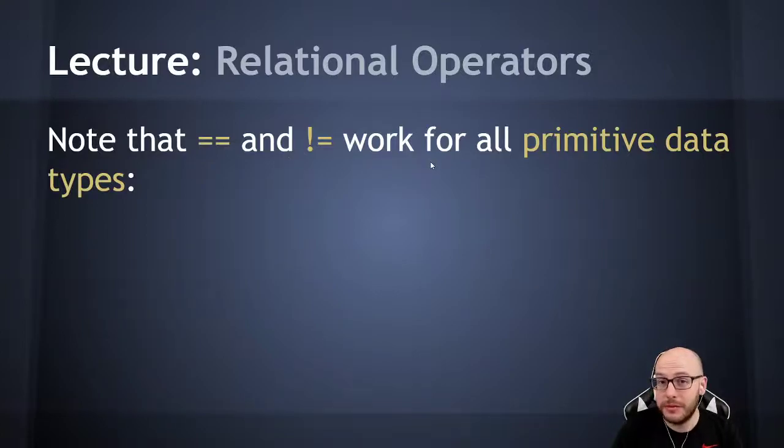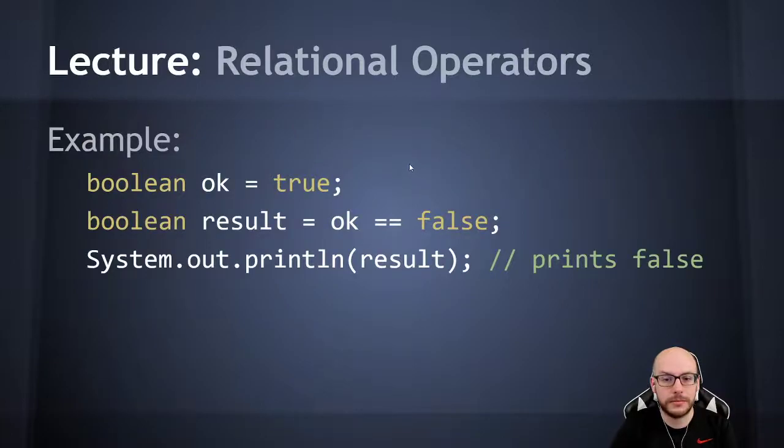We have 8 primitive data types total. 6 of those are numbers. 2 of them are not. Those 2 being boolean and char. So here I have a boolean variable with the value of true. I then want to know, does true equal false? Well, that is false. True doesn't equal false. So this is going to produce a false value, which I'm saving into this boolean variable and then printing later to show the result.